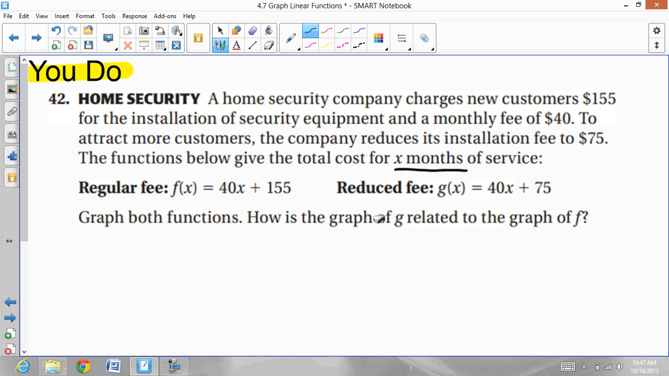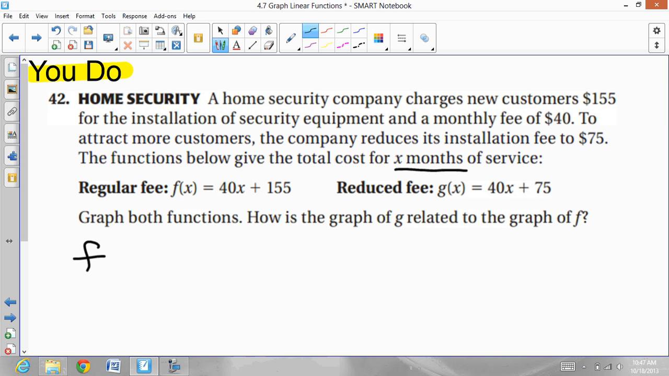Now, in any word problem, your starting point in the Algebra 1 honors class is always going to be an equation or an expression, which is what they will always give you. So this is the first equation. This is the second equation. They are asking you to graph both functions. How is the graph of G related to the graph of F? So the graphs have a name. This will be the graph of F. This will be the graph of G, because this is a function for F and this is a function for G.